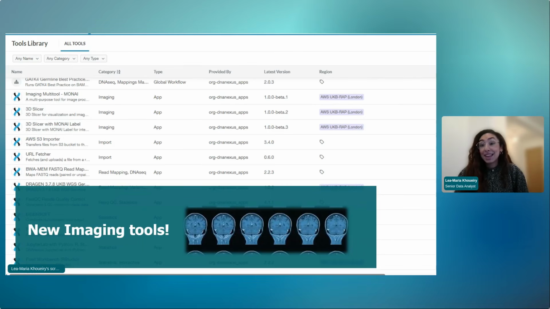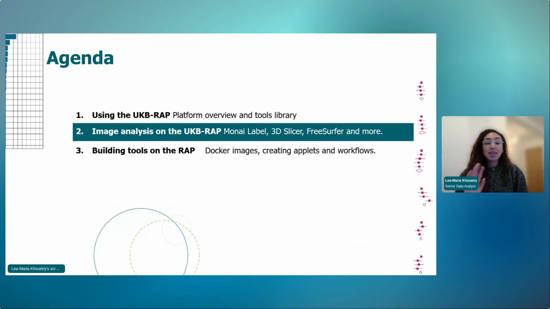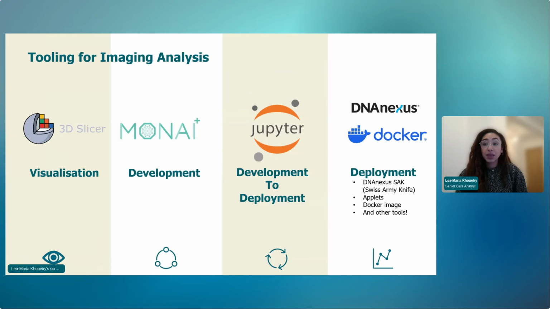And now with the latest and largest imaging release, we have introduced new tools on the UKB-RAP to support the researchers in performing their imaging analysis. So Ben has already introduced MONAI and 3D Slicer, and I'm going to walk you through a tutorial on how you can use them on the RAP. So next, I'm going to show you how you can perform your analysis using these tools.